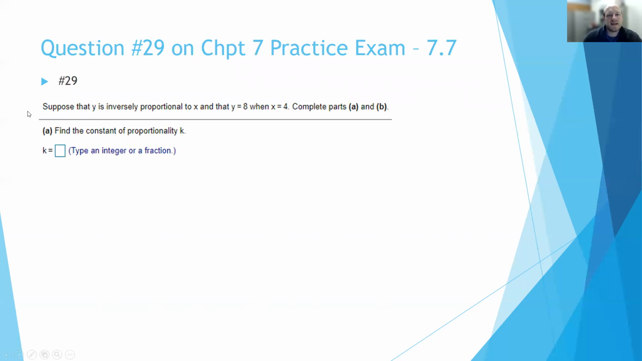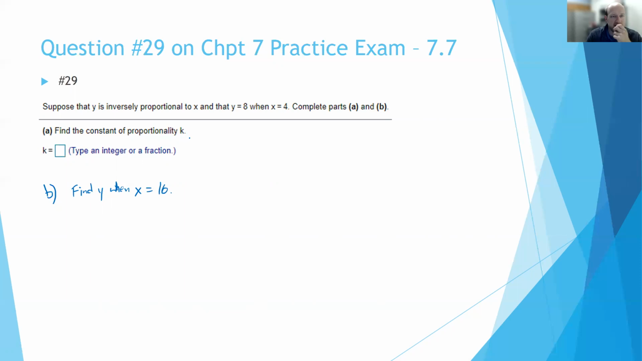So question 29 on the practice exam said, suppose that y is inversely proportional to x and that y equals 8 when x equals 4. Complete parts A and B. Now I did forget to put a part B in here. Part B, we're going to say, find y when x equals 16. So we'll work on that later.